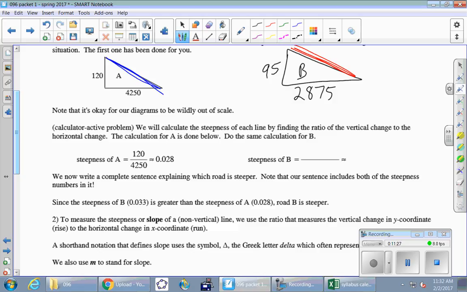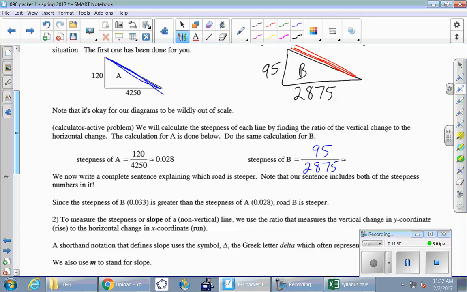It is somewhat arbitrary that I'm choosing to put the vertical on top, but I've got a good reason for doing that. Let's do the same thing over here. Vertical on top, horizontal on the bottom. Fill in the two numbers, please, for road B. So what do we have there? 95 over 2875.